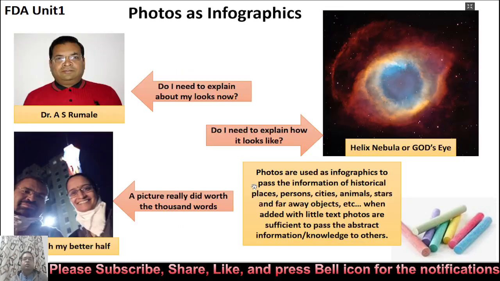Okay, so we go to another infographic here, the photos as infographics. For example, let's say you want to tell somebody about someone. Isn't it better to show the photograph of the person with his name? If I have my photograph here, my name is there. So do I need to explain about my looks now? No. For example, this is a photograph taken by Hubble, the Helix Nebula or the God's Eye. Do I need to explain how it looks, what the color shades are, and why it is called God's Eye?